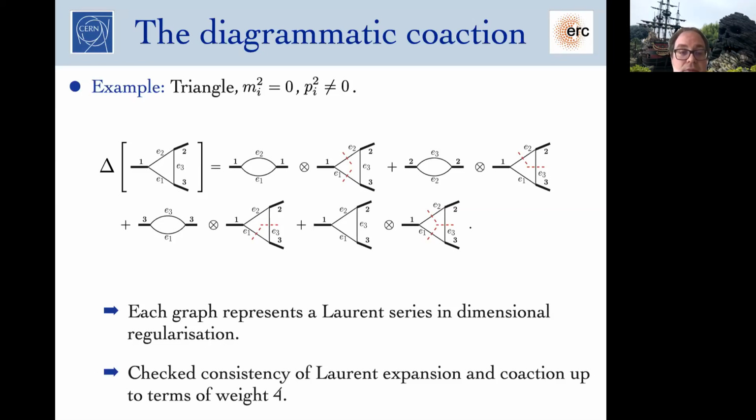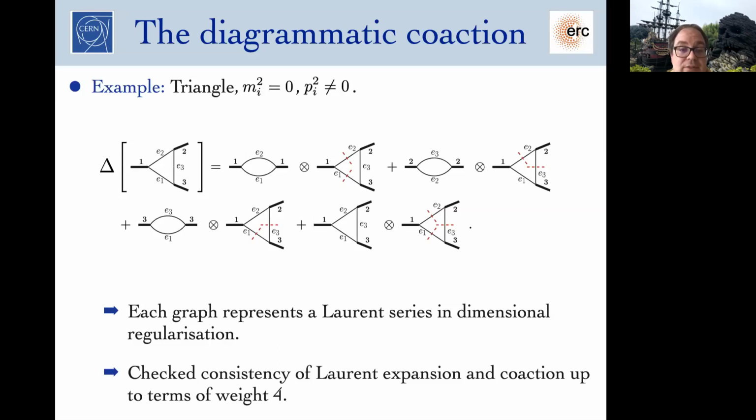Those are nice pictures, but what is really highly non-trivial is that each of these pictures represents an infinite series in dimensional regularization. And again, the statement is that if you take the triangle integral, which is an infinite series with coefficients that are polylogs, and you compute the coaction of every polylog individually, that is the same as if you stick in these expansions here and you expand out the different terms of this coaction. So it's a highly non-trivial statement. We've checked this explicitly up to weight 4, because at some point you run out of steam. Ruth will tell you a bit how you can think about it to all orders in epsilon.